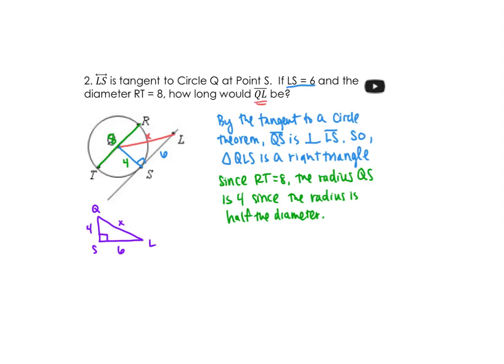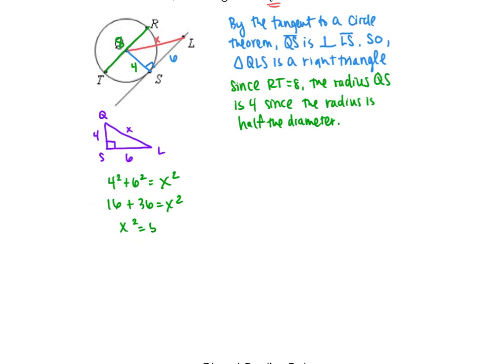of the diameter. So using Pythagorean theorem, we have 4 squared plus 6 squared is equal to x squared. So 4 squared is 16, 6 squared is 36, is equal to x squared. So x squared is equal to 52. And then we're going to take the square root of both sides. So the square root of 52 is about 7.21. So QL is 7.21.